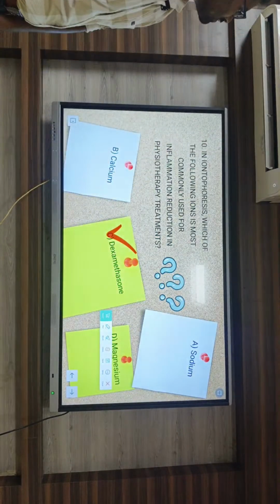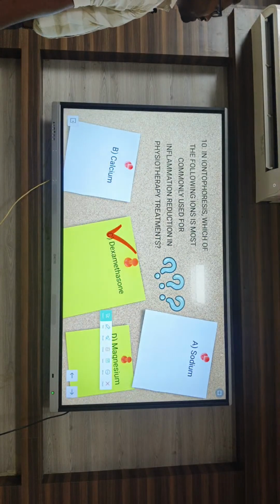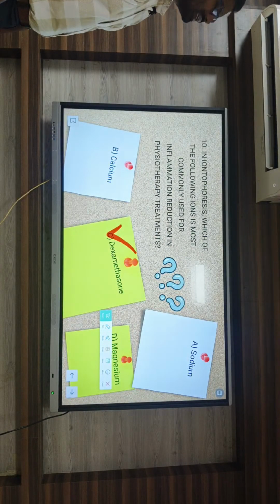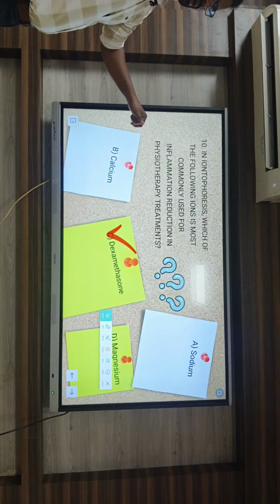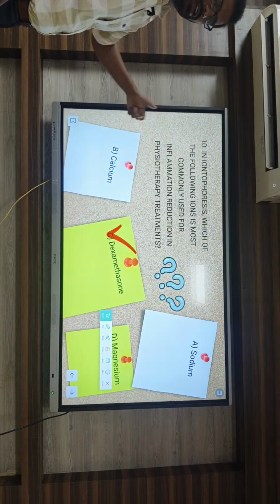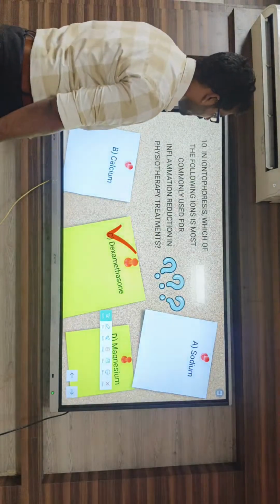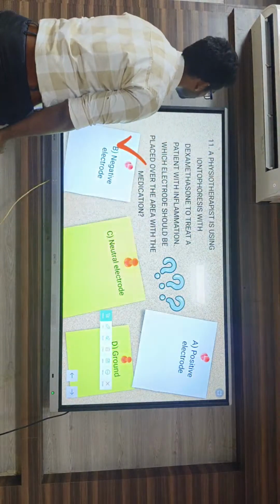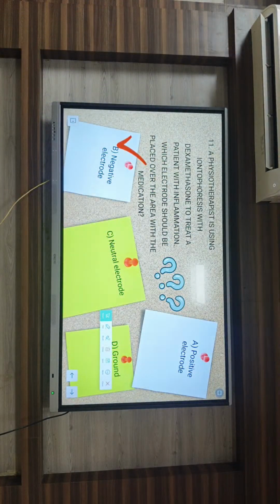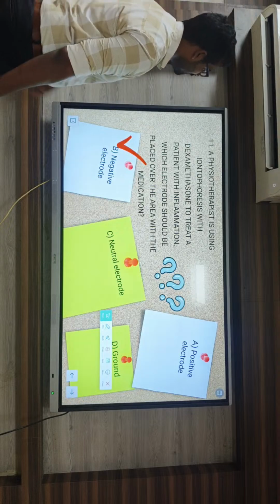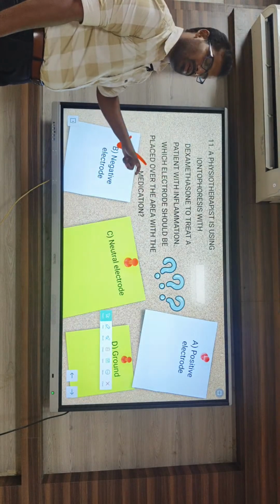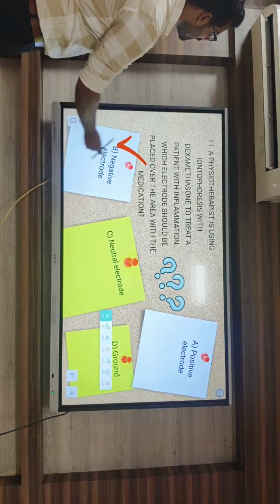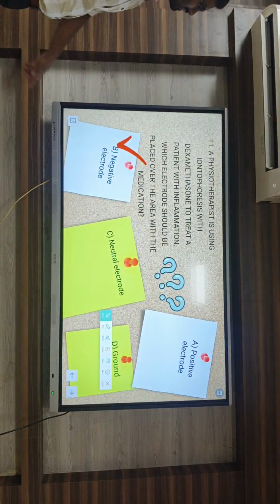In iontophoresis, which of the following ions are most commonly used for inflammation reductions? So inflammation கம்மி பண்றதுக்காக எந்த type of medicineஐ iontophoresisல யூஸ் பண்றோம்ங்கிறது question. The answer is dexamethasone. A physiotherapist is using iontophoresis with dexamethasone to treat a patient for inflammations. So where we are going to place the dexamethasone medicine? So எந்த electrode மெடிசன்ல நம்ம place பண்ணுவோம் அப்படின்னா iontophoresis related questions. The answer is negative electrode.